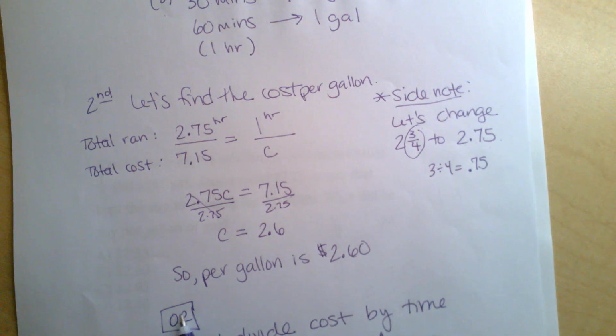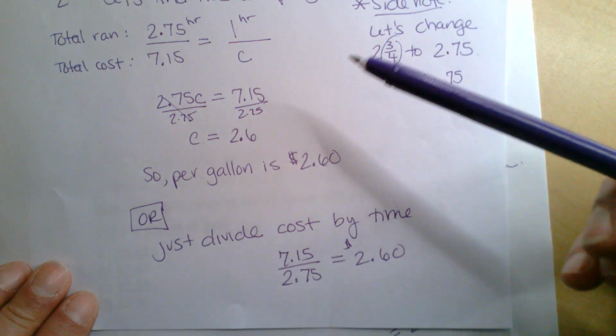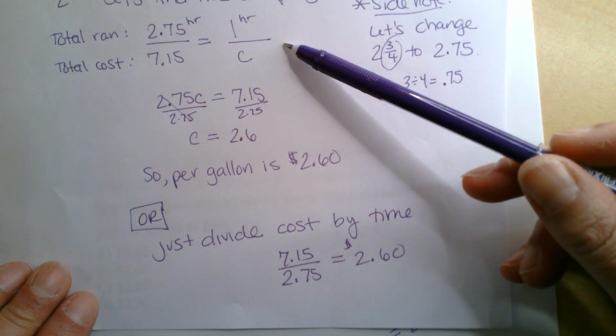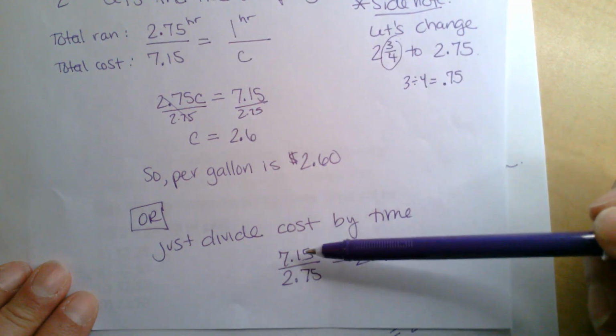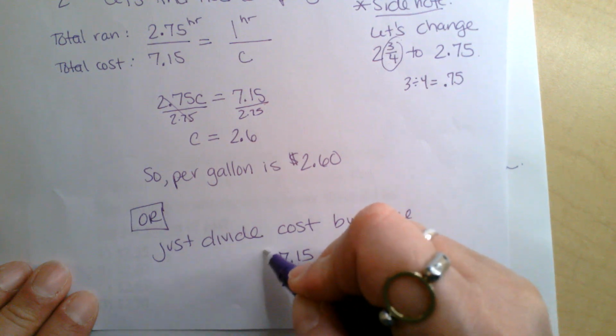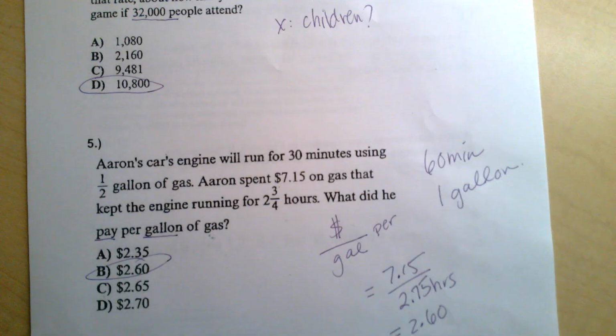However, here we have an or down here. You can just divide $7.15 by 2.75 and get 2.60. So you didn't have to go through all of that. I just showed you the proportion. Some people like to see the proportion. Or you can just divide because it is cost per gallon. Cost per gallon. Okay. Let's go to number 6.